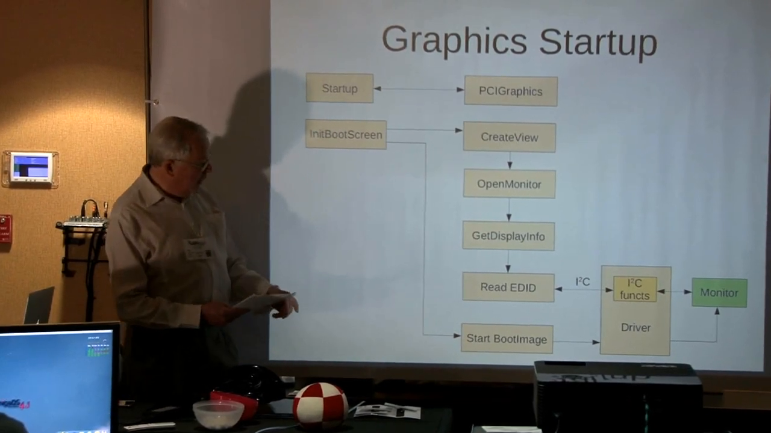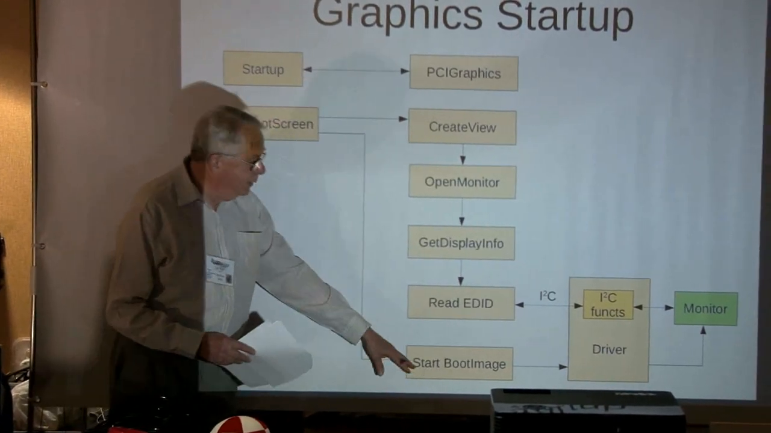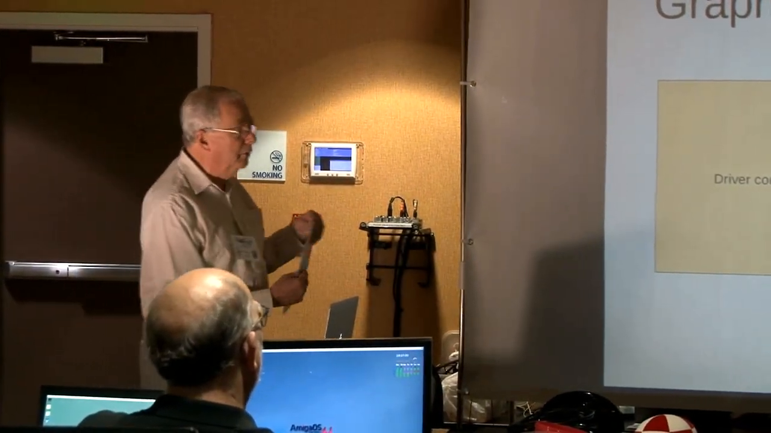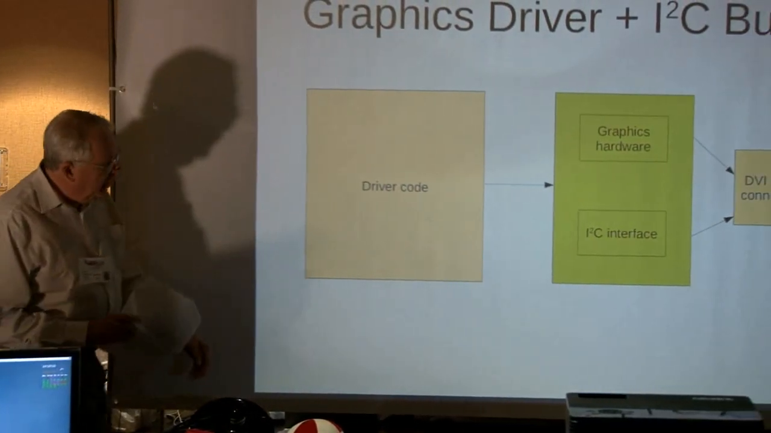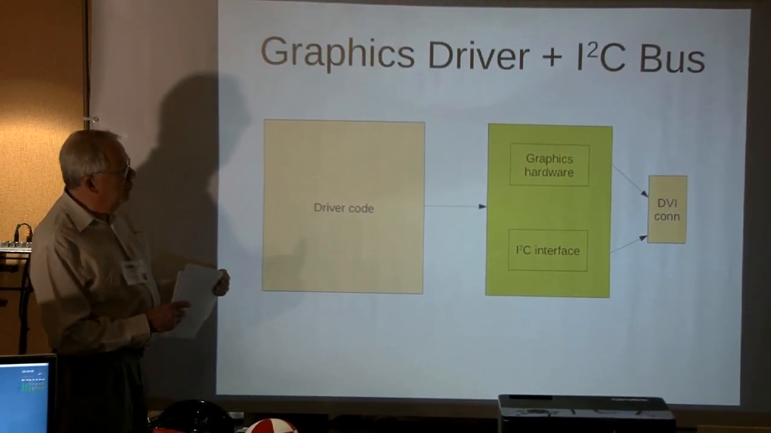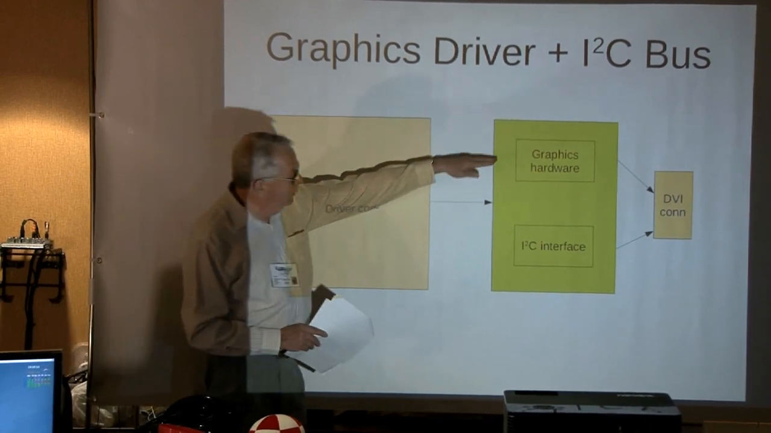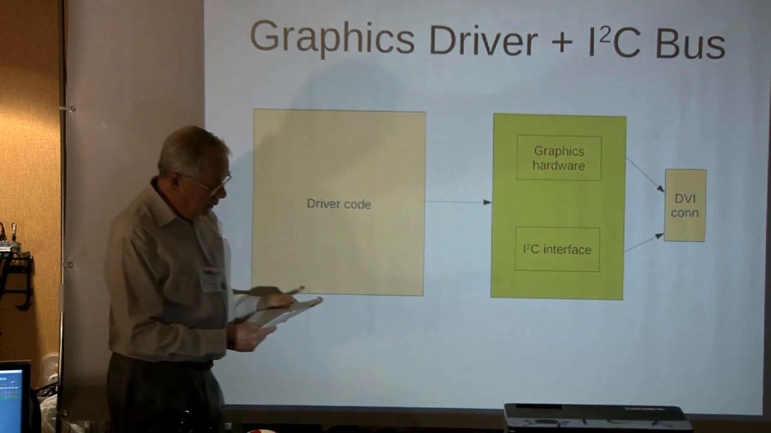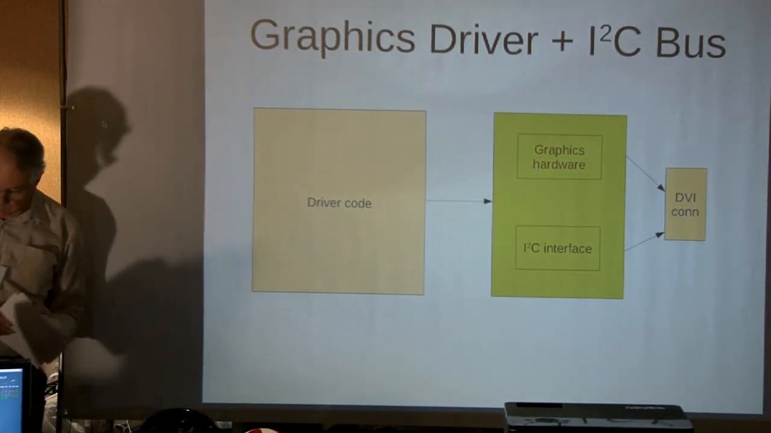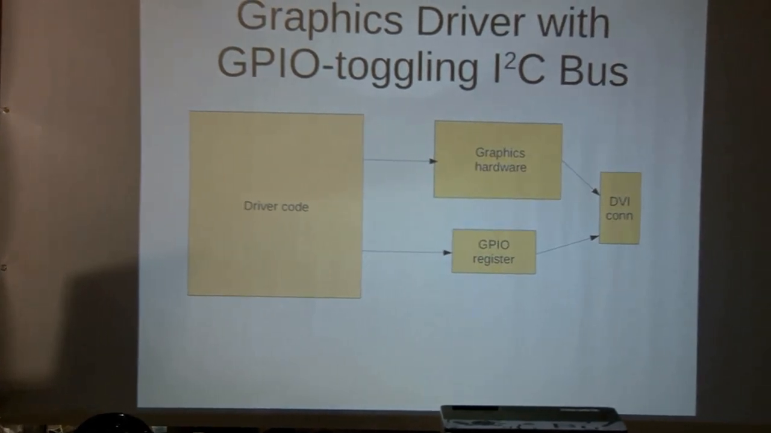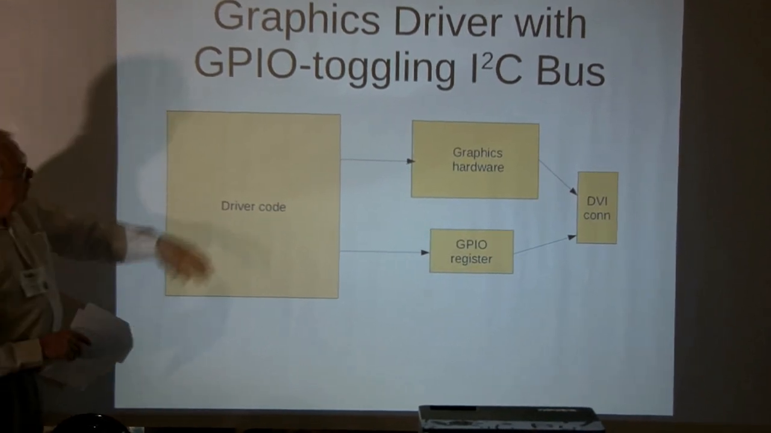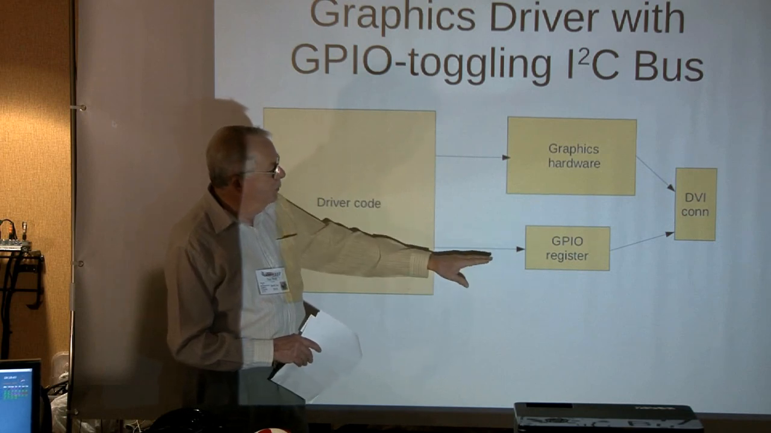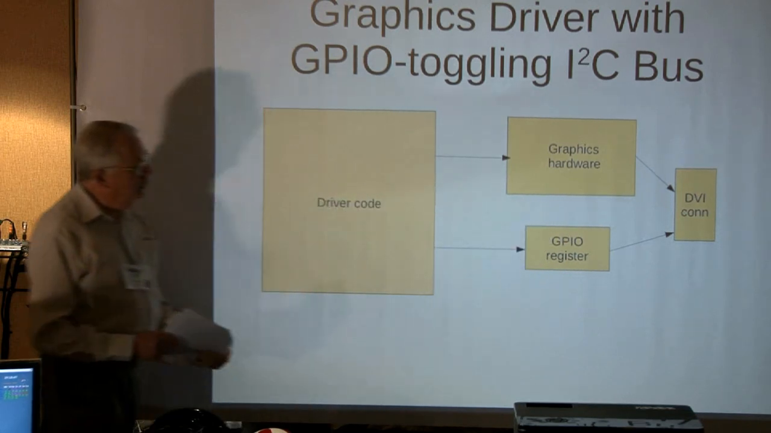Finally, anyway, graphics starts and runs the boot image task. This is a separate task, which we'll look at next. Really answering Steve's questions: in most drivers, you have the driver code which runs through the graphics hardware on the graphics card and the I2C interface on the graphics card. Not with the table. Here is the table interface. Once again, you've got the driver code, you've got the graphics hardware, which is inside the CPU chip, but they did not have a spare I2C interface. So you have to use this GPIO register.